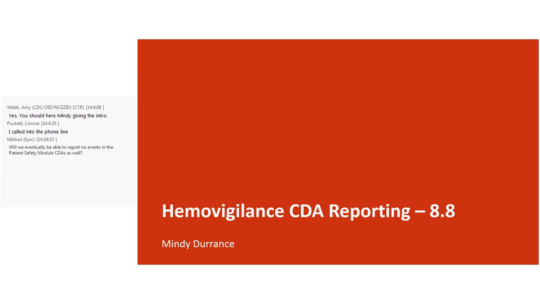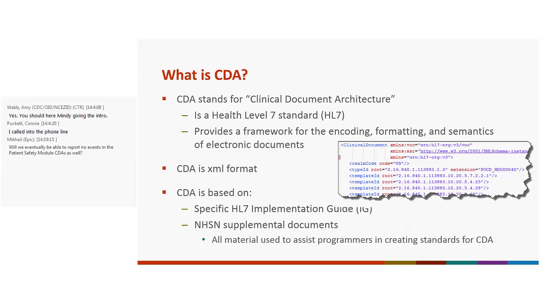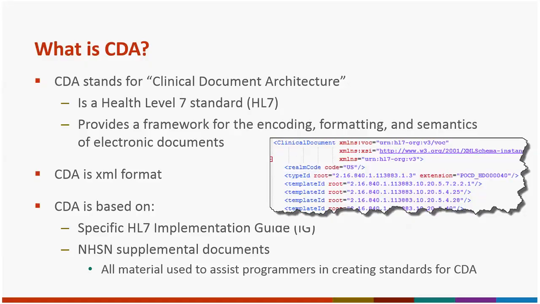So my next slides are going to be sort of a follow-up to Alexandria's on hemovigilance CDA reporting. So bear with me, all you seasoned vendors, as we get into a little bit what is CDA for our new blood bank vendors who are joining us. It stands for Clinical Document Architecture. It's a Health Level 7 standard, and it provides a framework for encoding, formatting, and semantics of electronic documents. And it's an XML format. You can see a little snippet there. It's based on HL7 guides, and we also, as our program, supply supplemental information that you will need to perform your job on your side to create the CDAs and so on.